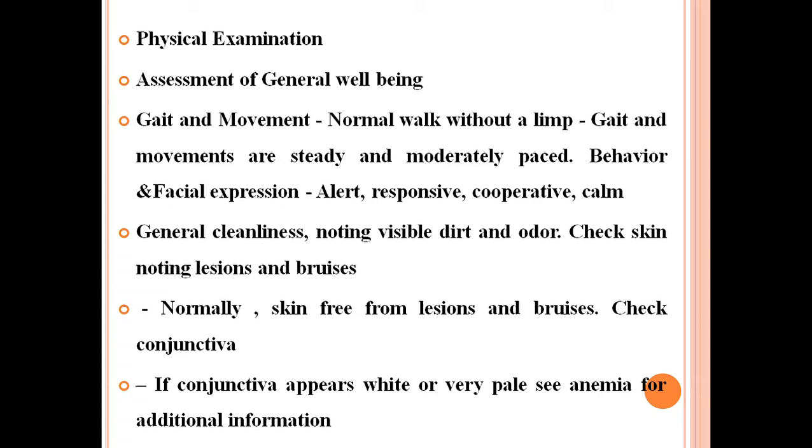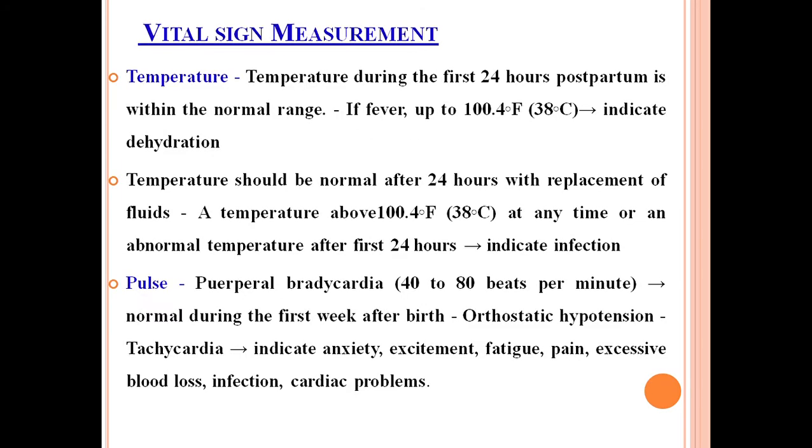Check the conjunctiva. If conjunctiva appear white or very pale, see anemia for additional information. Vital signs measurement: temperature during the first 24 hours in the postpartum period within the normal range, and if the fever is up to 100.4 degree Fahrenheit and in Celsius 38 degree Celsius indicate dehydration. Temperature should be normal after 24 hours with replacement of fluid.